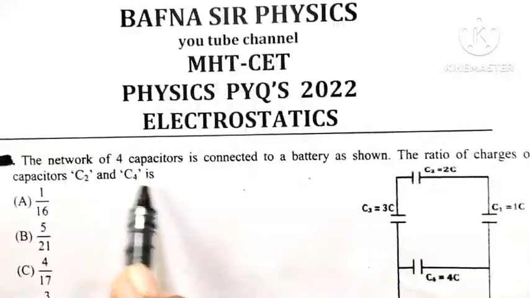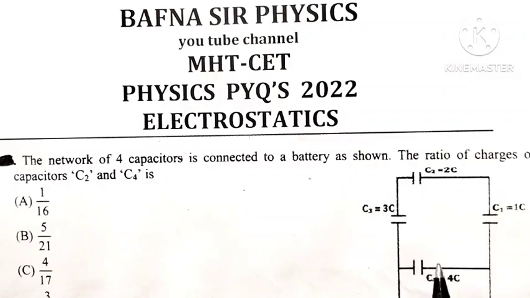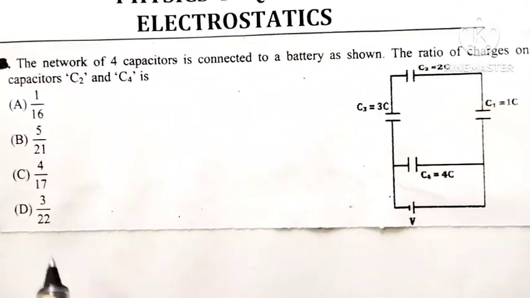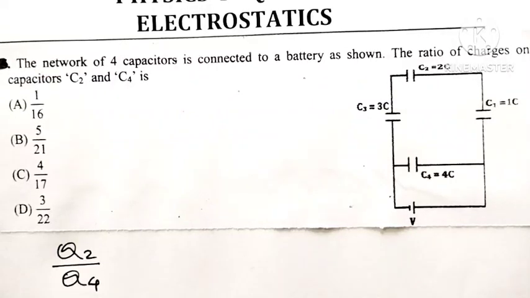The network of 4 capacitors is connected to a battery as shown in the figure. Now the ratio of charges on capacitor C2 and C4 will be... means we have to find out the value of charge stored on the second capacitor, C2, to that of charge stored on capacitor C4.